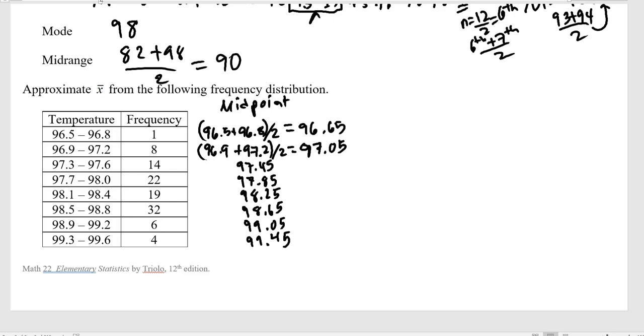What do we do now? We take each of those midpoints and we multiply them by their frequency. So it'll be 96.65 times 1, this one times 8, times 14, times 22, times 19, times 32, times 6, times 4.